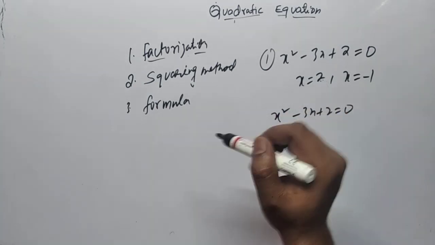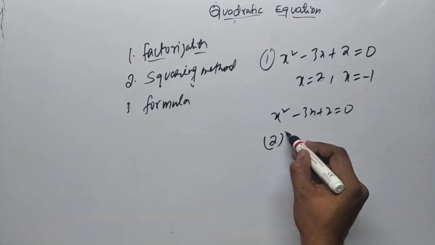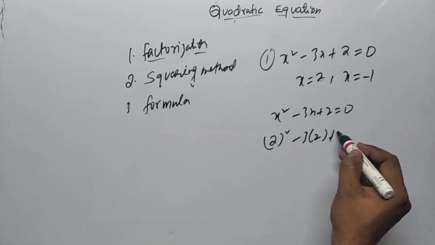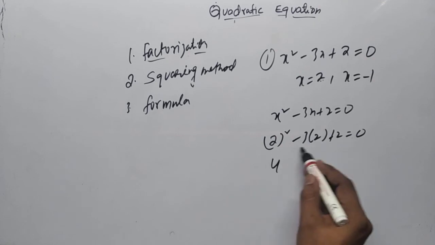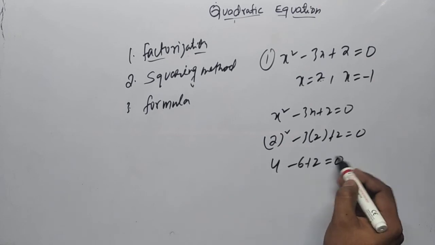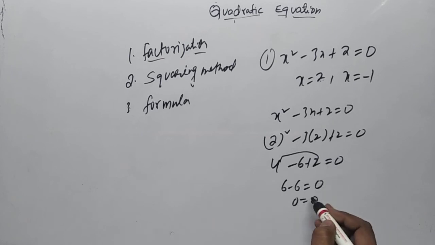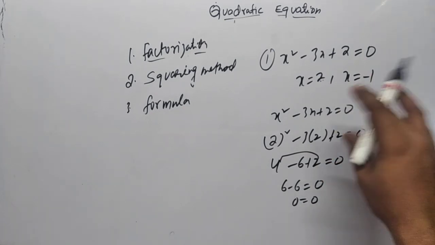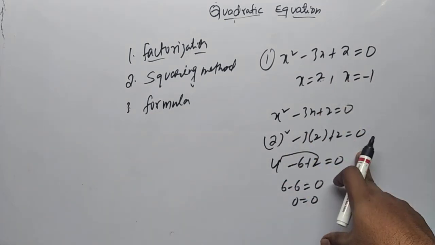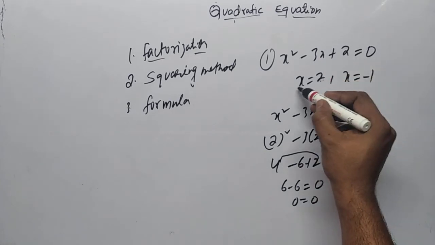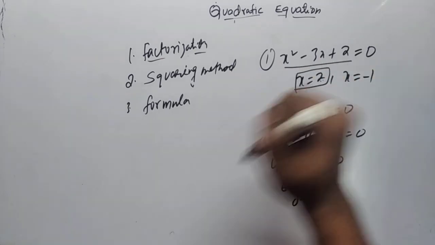So when x is equal to 2, we substitute: 2 square minus 3 into 2 plus 2 is equal to 0. 2 square is 4, minus 6, plus 2 is equal to 0. 4 plus 2 is 6, 6 minus 6 is 0. So 0 is equal to 0. At the end we got 0 on both the left and right side. It means the left hand side is equal to the right hand side. So x is equal to 2 is a solution for the given quadratic equation.